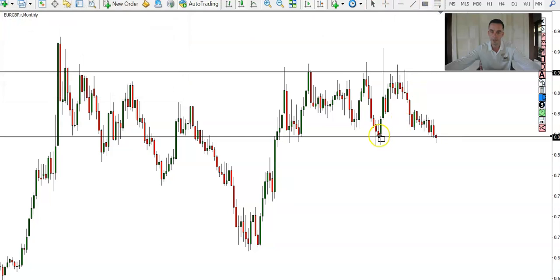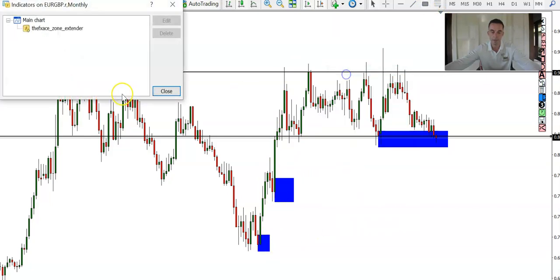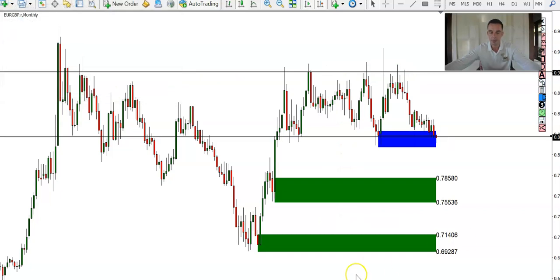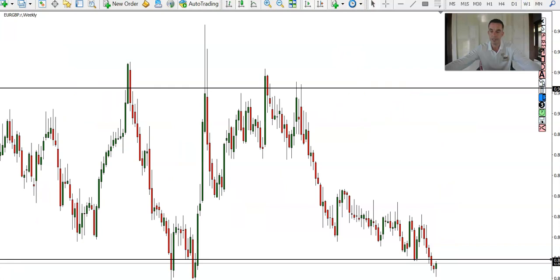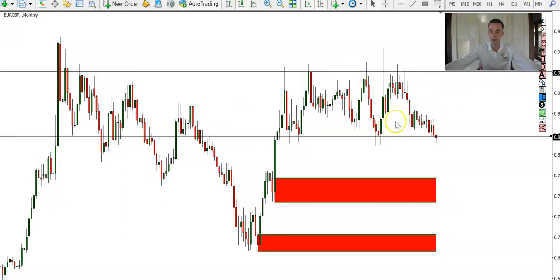Just let me draw these zones a little bit better. This is the monthly area here. You can see we had the swing high, swing low, new swing high all the way up here. So these are key areas in the monthly charts that I will be paying attention to. And if we go to the weekly charts, we've identified this monthly area here.